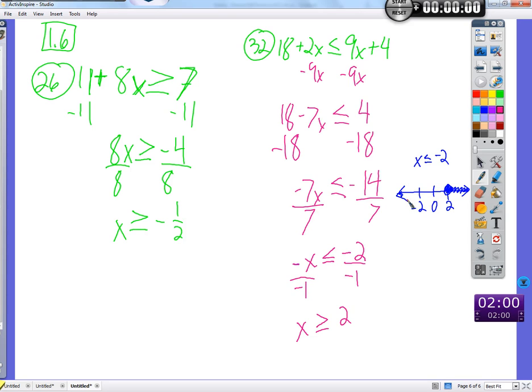Does that make any sense? Divide by negative 1, we're switching the sign. So if we're switching the sign, then we're switching the relationships. The opposites of the numbers have one relationship, then the opposites have the opposite relationship.